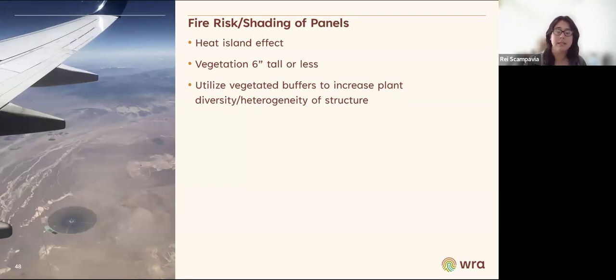So for the projects that we have been working on, there are very strict vegetation height requirements, which really limits what we can plant. Taller vegetation, as I mentioned earlier, can also shade panels and reduce efficiency. So we have to find plant species that are not only heat tolerant, but also shade tolerant, and they can tolerate mowing. So we have to opt for a lot of really short-statured and disturbance-tolerant plants.